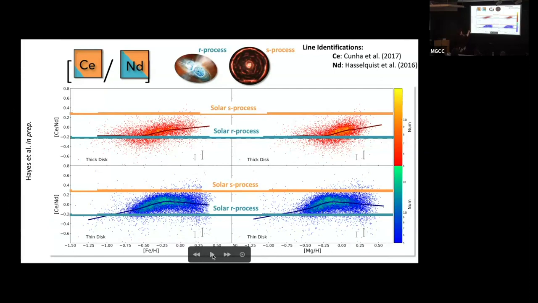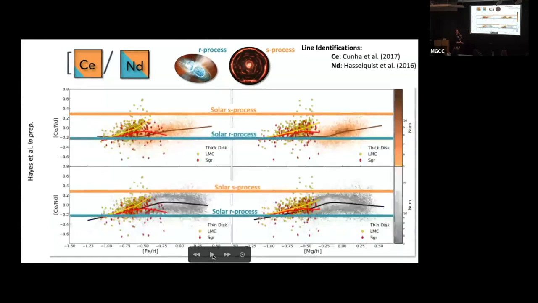And so basically we can look at a pure solar process and a pure R process and see how these things behave over time, which is telling us how different processes are turning on across the Milky Way, which is interesting in itself. But we can also plot dwarf galaxies.